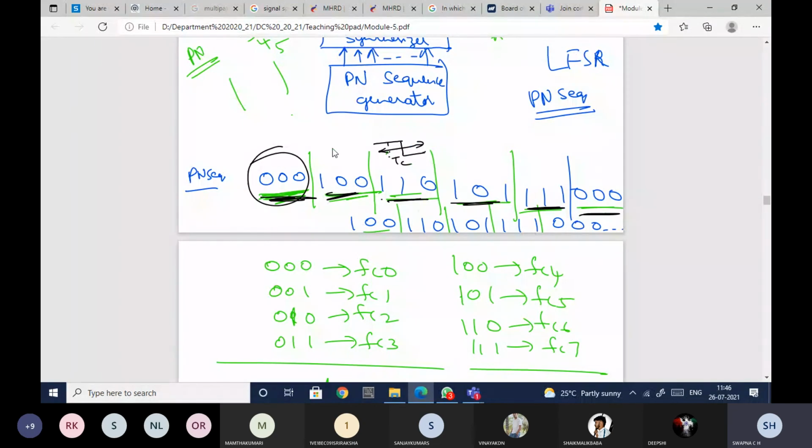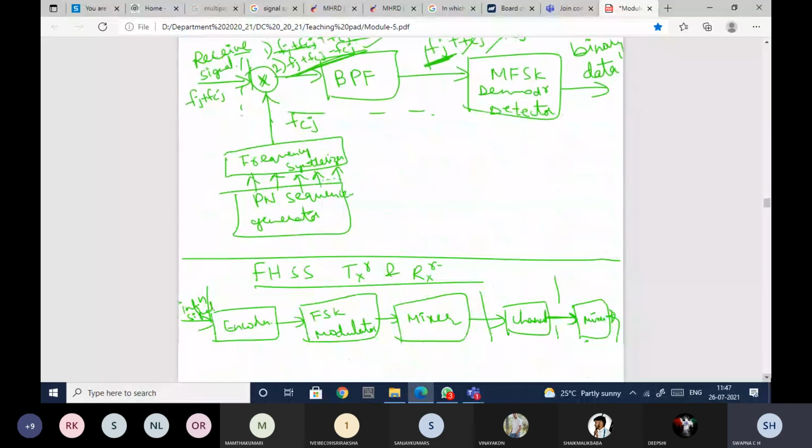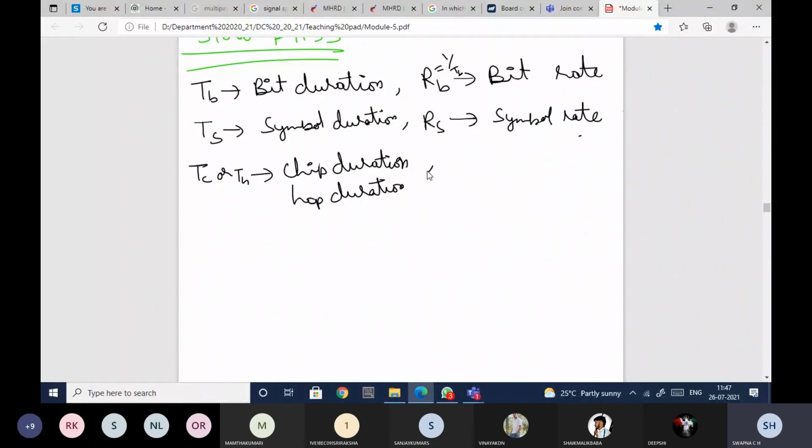In normal direct sequence spread spectrum, each bit we have taken as one chip duration. But in frequency hopping spread spectrum, we will combine 3 bits or 4 bits. Let me name this as k bits. All these k bits together will provide you the chip duration. So TC is nothing but the chip duration or hop duration.